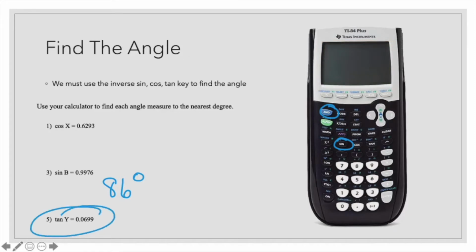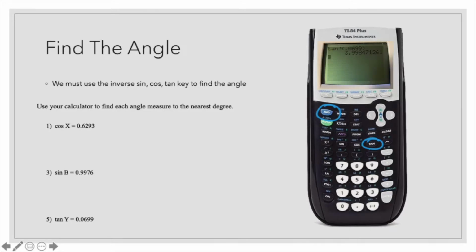And number 5, we're going to use the tangent key. We're going to use the second tangent so that we get the inverse. And then your 0.0699, like it is on your screen. And you'll get 3.998 as you see there, but we want it to the nearest degree. So we're going to just have 4 degrees because it rounds up to 4. That's how we find the angle measure. We use the second key with those sine, cosines, and tangents, so we'll get those inverses at the top.